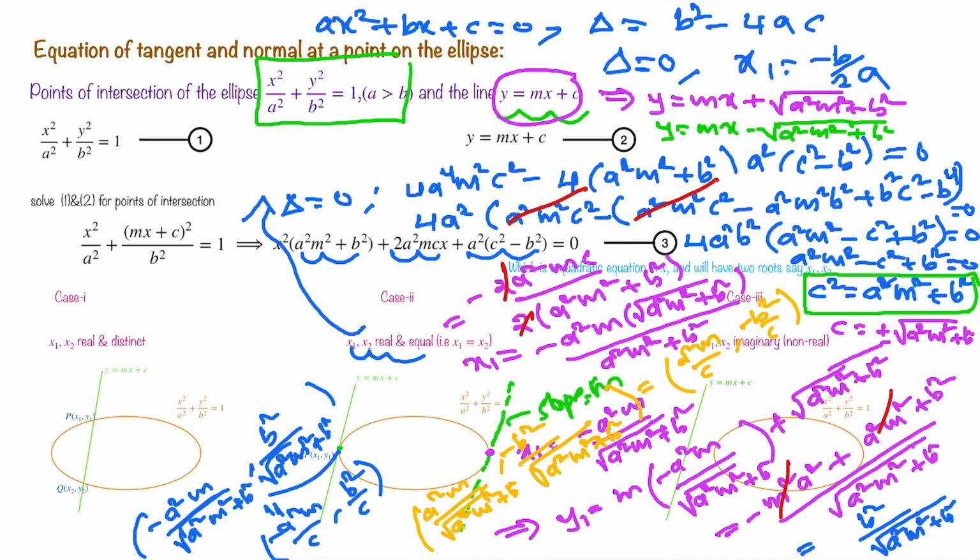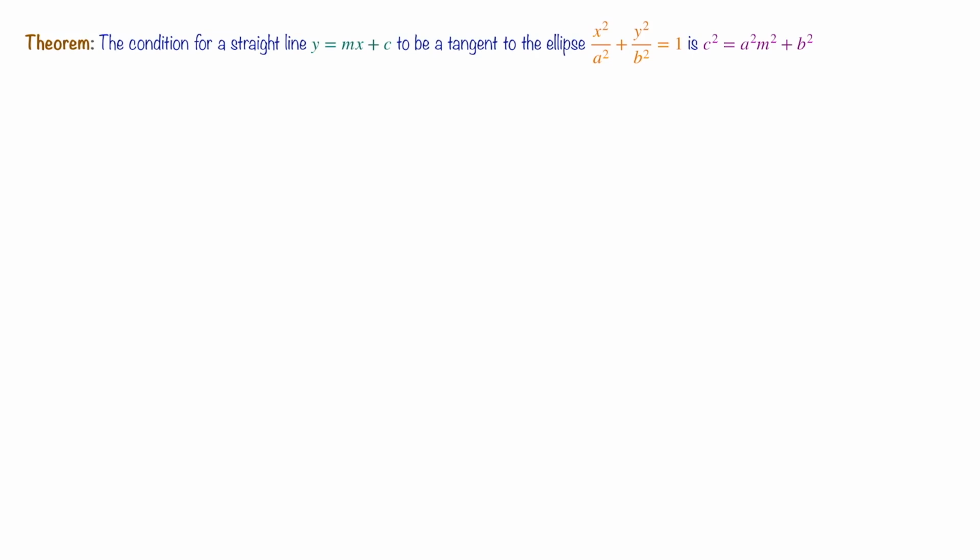So what is the condition for y equal to mx plus c to be a tangent to x square by a square plus y square by b square equal to 1? c square must be equal to a square m square plus b square. Theorem statement: the condition for a straight line y equal to mx plus c to be a tangent to the ellipse x square by a square plus y square by b square equal to 1 is c square equal to a square m square plus b square. So this should be the relation between a, b, m, c so that the line y equal to mx plus c will be a tangent to this ellipse. Fine.